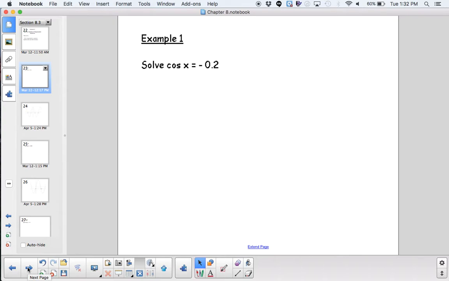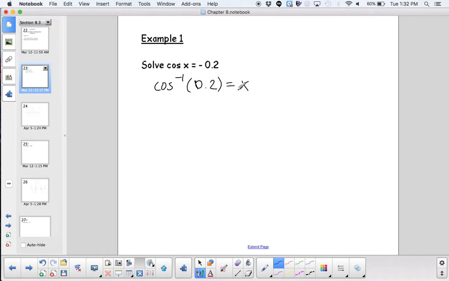In order to solve this, of course, we know that negative 0.02 is not something we see on the unit circle, so we will need to use our calculator here. The first thing to talk about is the fact that we need to rewrite this equation to solve for x. We're going to use our calculator to find x here. When we plug this into our calculator, we find out that x is equal to 1.77.